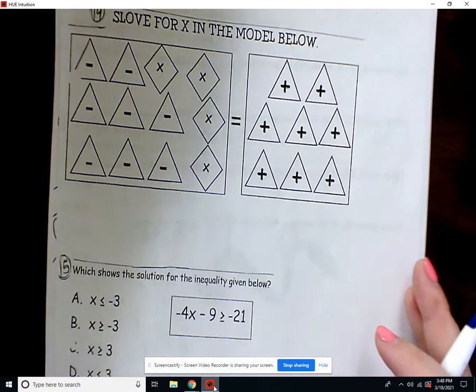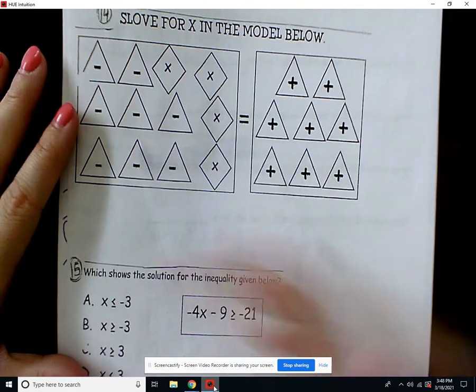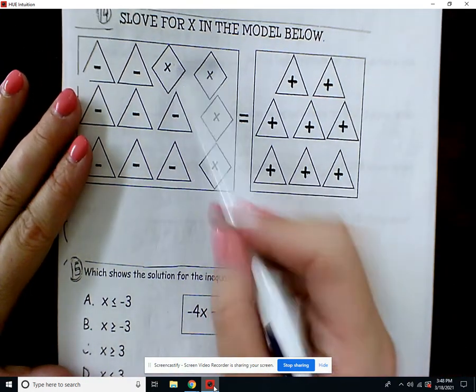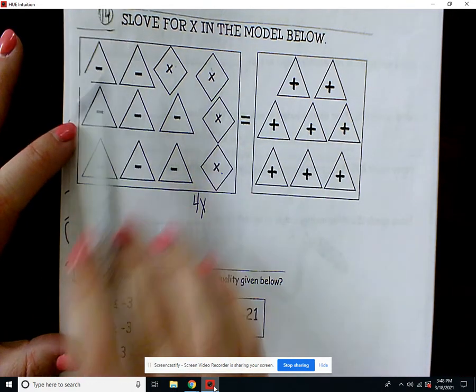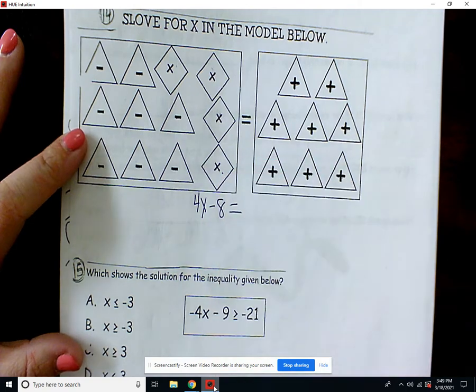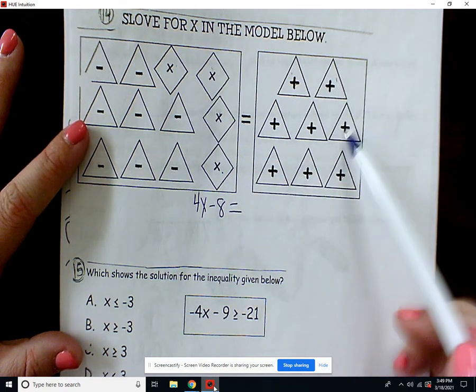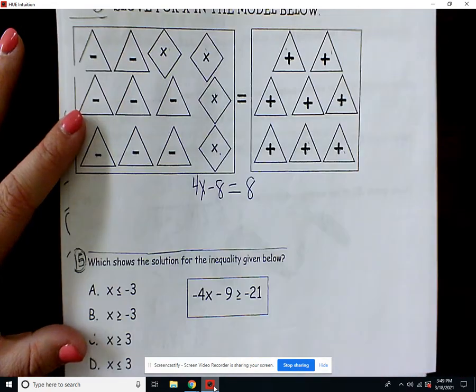All right, number 14, solve for x in the model. So we do need to write the equation. So we're going to count everything. Start with your x's first. 1, 2, 3, 4. Then count your negatives. 1, 2, 3, 4, 5, 6, 7, 8. So put our equals. Now we count our other side. 1, 2, 3, 4, 5, 6, 7, 8. And those are positives. And then we're going to solve.